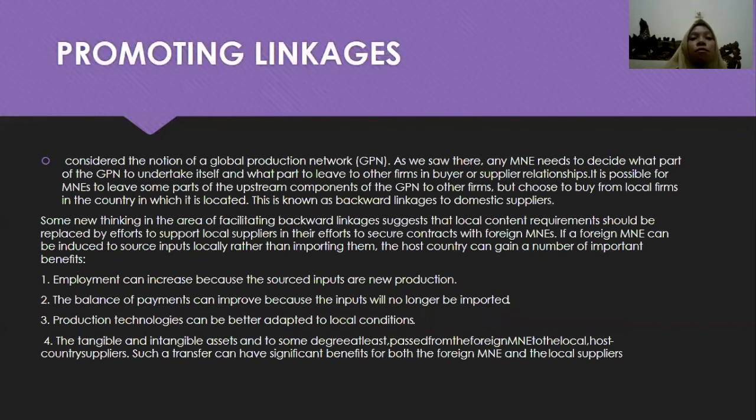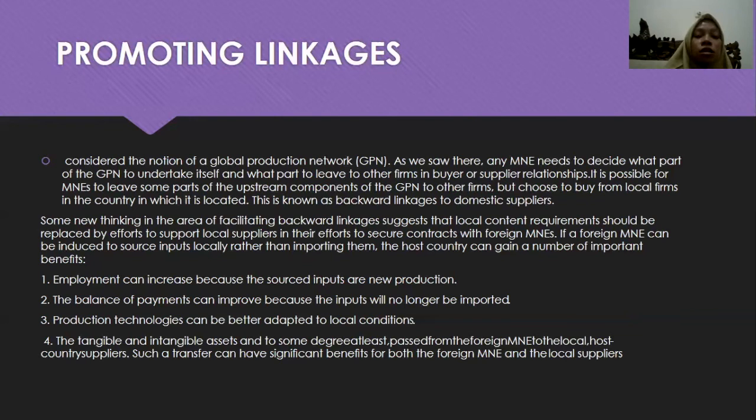So next is promoting linkages. Consider the notion of the global production network, GPN. As we saw, any MNE needs to decide what part of the GPN to undertake itself and what part to leave to other firms in a buyer or supplier relationship. It is possible for MNEs to leave some part of the upstream component of the GPN to other firms, but choose to buy from local firms in the country in which it is located. This is known as backward linkages to the domestic supplier.